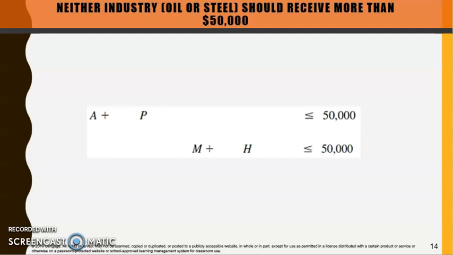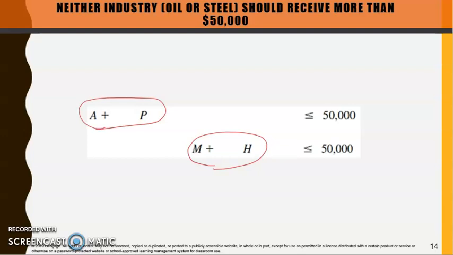Here are the answers for the constraint we just discussed. The amount of investment in neither industry must not surpass $50,000. What is the total amount of money you invest in the oil industry? It is A plus P. And what is the total amount of money you invest in the steel industry? M plus H. So A plus P must be equal or smaller than $50,000.